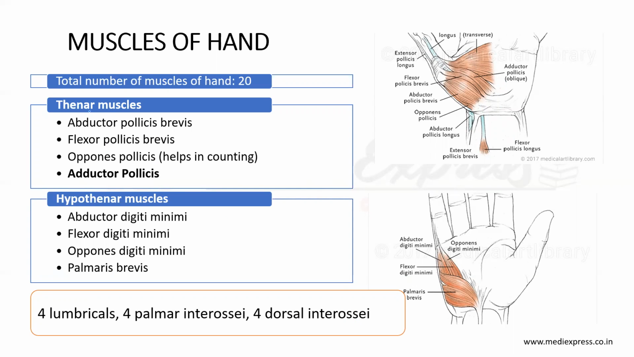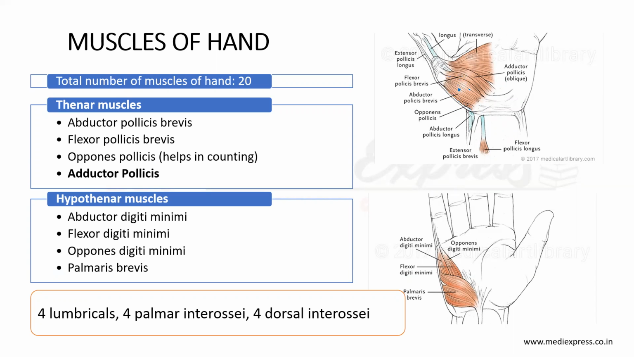First, we'll deal with the thenar muscles. The first one is abductor pollicis brevis. If you see the muscle over here on the lateral side, the first one is abductor pollicis brevis. This one. The second one we have is flexor pollicis brevis, and we have opponens pollicis over here. So remember these three muscles.